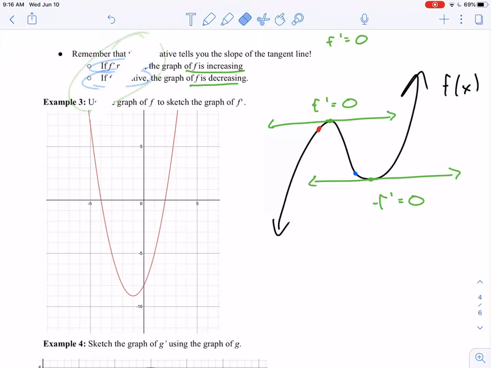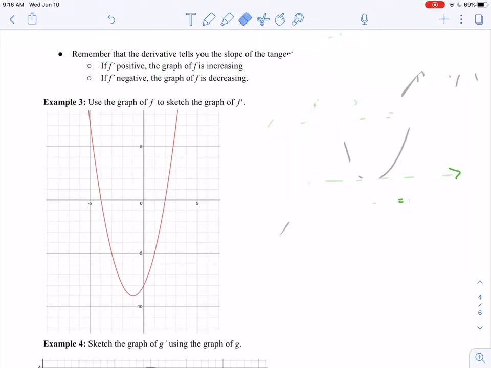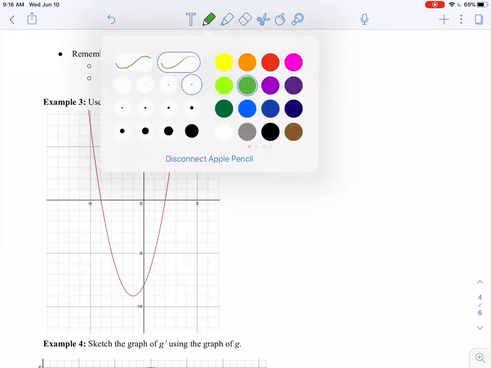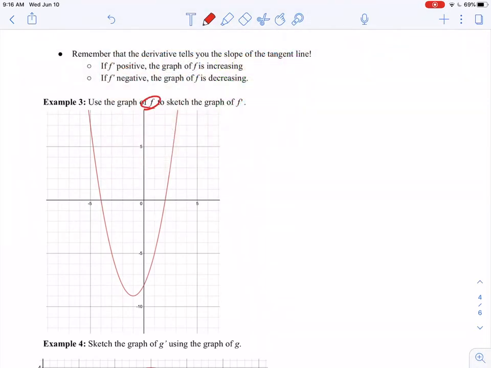So let's look at an example here. We're going to start with the original function and see if we can come up with a sketch of the derivative. Here, I'm going to use the graph of f, so this is f of x here, to sketch the graph of f prime of x, or a rough interpretation of f prime. So I am starting with the original function f.